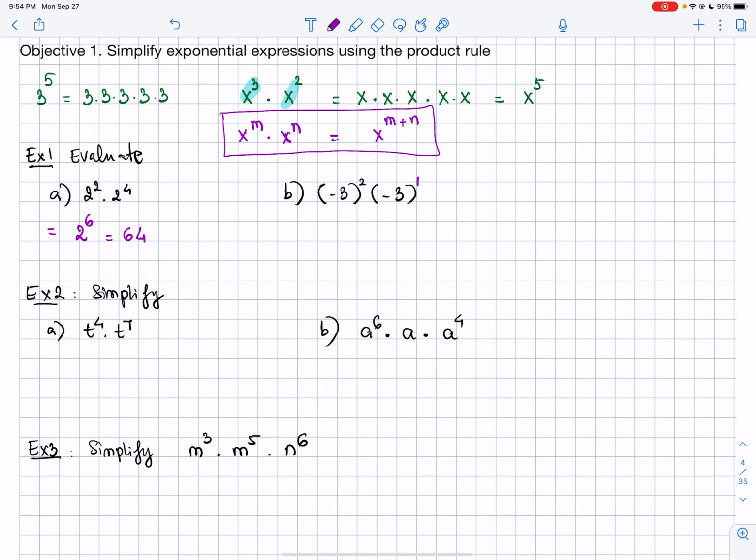The base is -3. The exponents are 2 and 1. So we add them up, so we get -3 to the 3rd power, and that is -27.